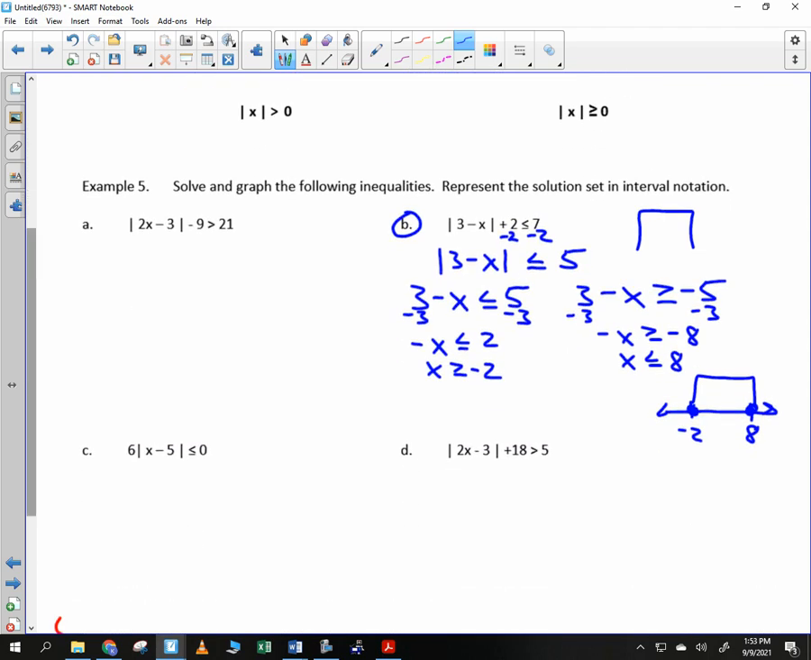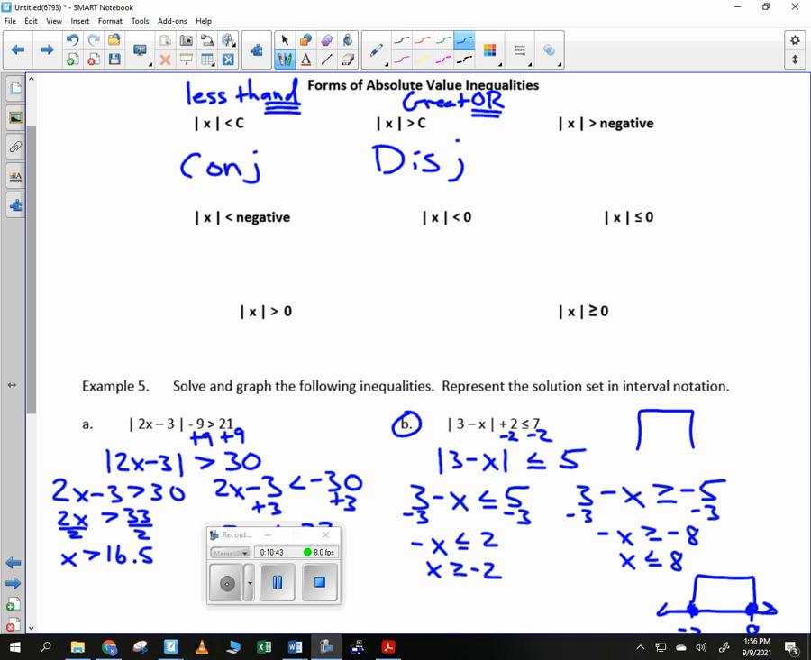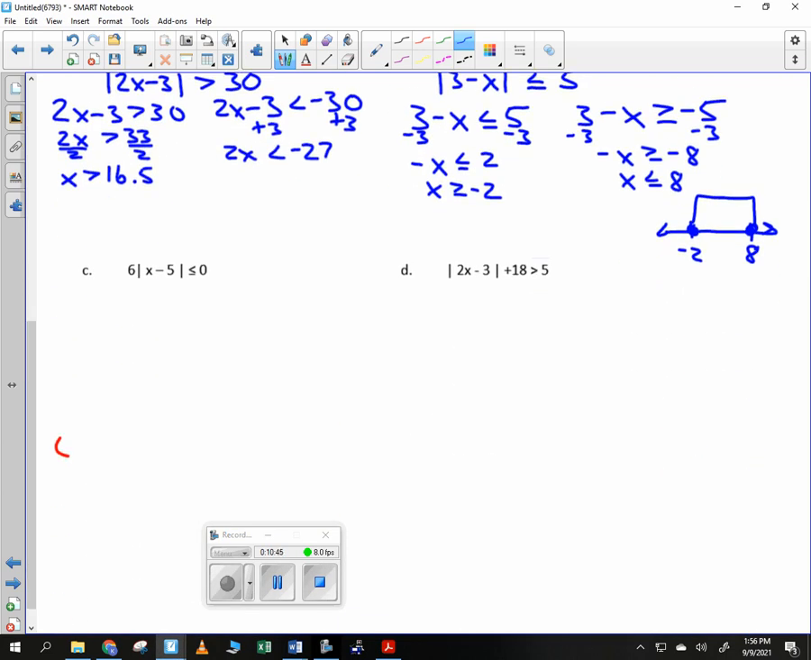So as you look at letter A, what would we do first? The absolute value of 2x minus 3 greater than or equal to 30. Because I see a greater-than sign, that tells me it will be a disjunction. It will go apart. You go ahead and see if you can solve the problem the rest of the way through. Give your final answer in interval notation. I divide both sides by 2.